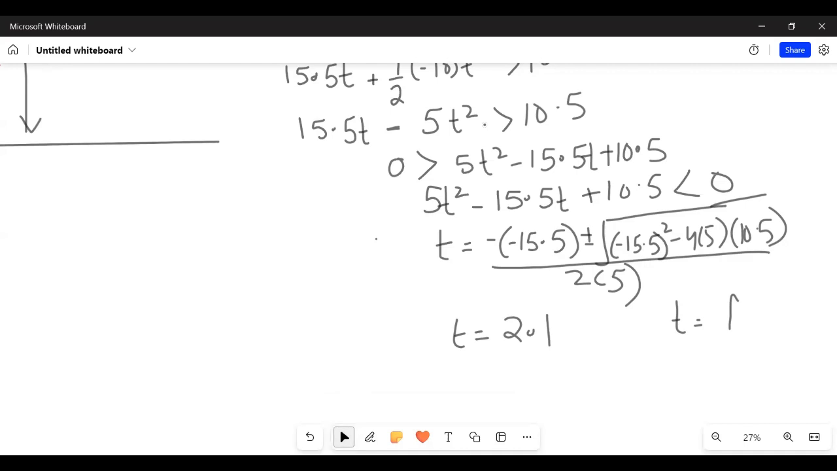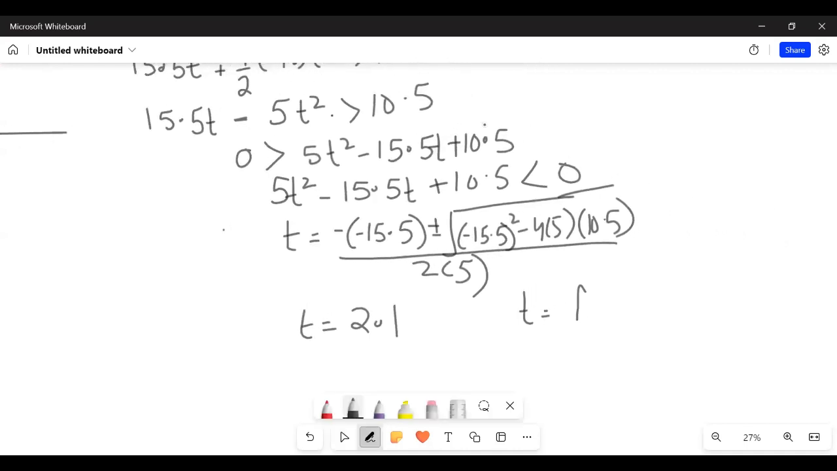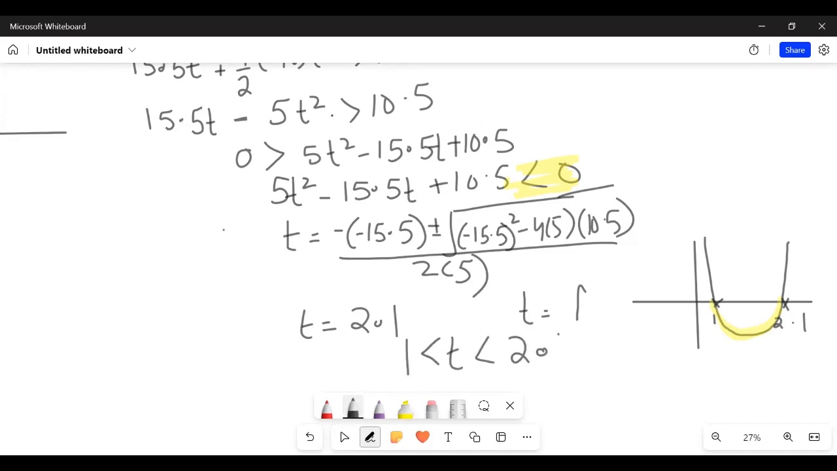So now since it's an inequality, to help write the final answer, you may plot the two roots on the x-axis, and make a quadratic curve pass through them. Now the inequality is less than 0. So this graph is less than 0 between 1 and 2.1. So the solution to the inequality is t is between 1 and 2.1.